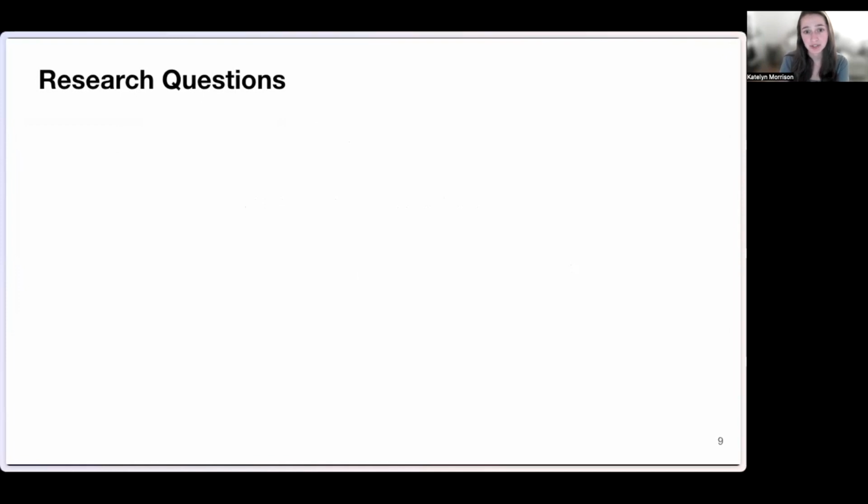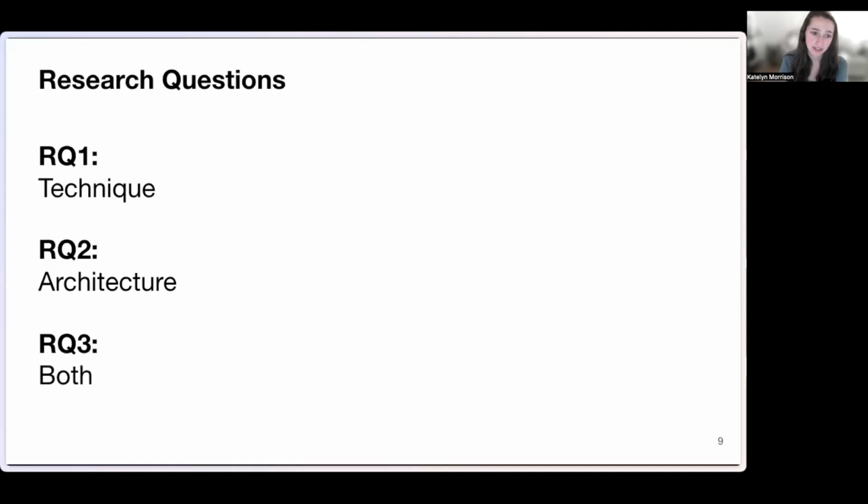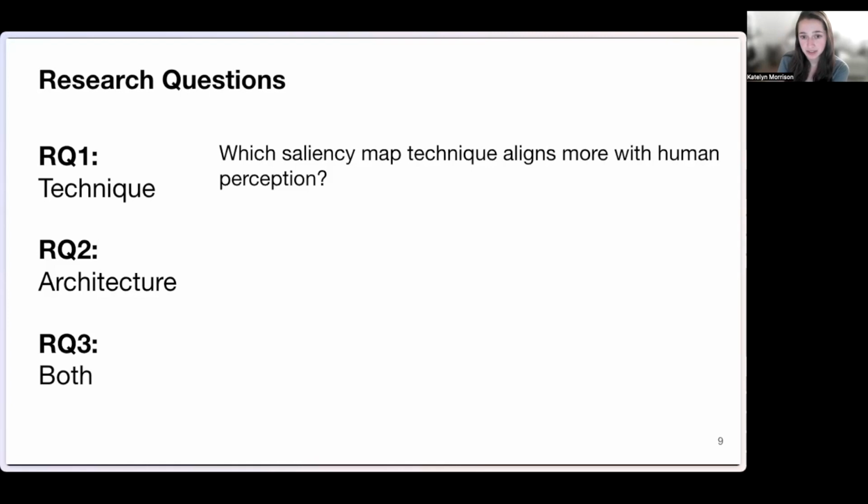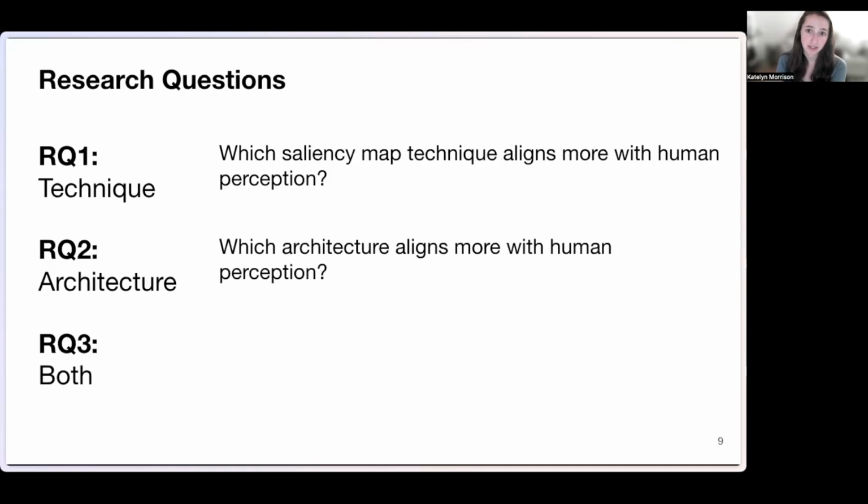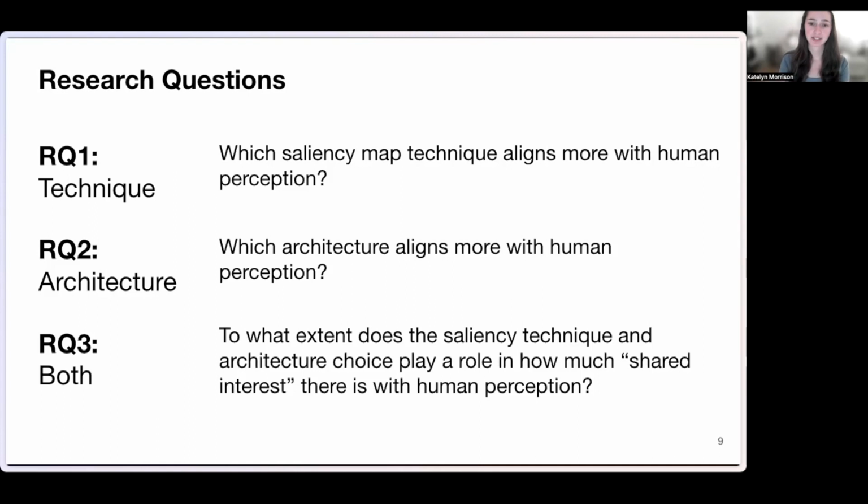But before we can decide if everyone should switch to transformers or what saliency map technique they should use, we need to better understand the shared interest across these different dimensions: the explanation technique, the architecture, and a combination of both. More specifically, we seek to understand which saliency map technique aligns more with human perception, which architecture aligns more with human perception, and to what extent the saliency technique and architecture choice play a role in how much shared interest there is with human perception.